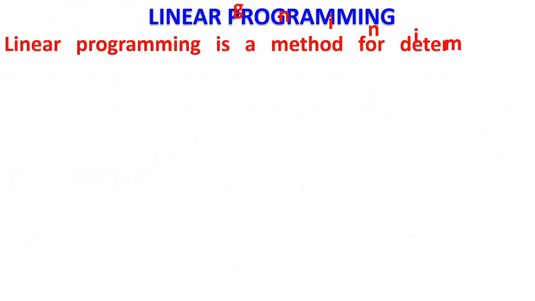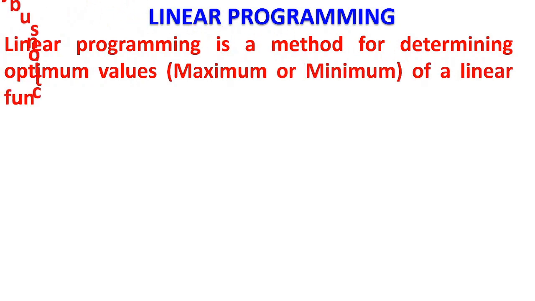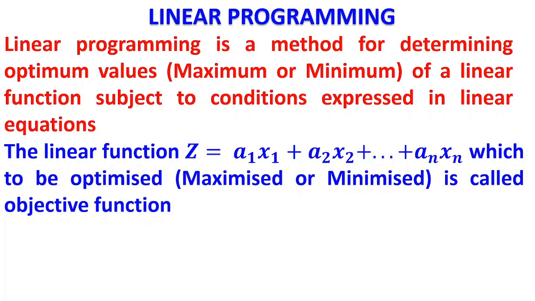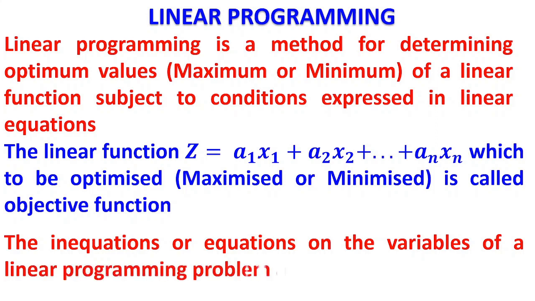Let us see what we mean by linear programming. Linear programming is a method for determining optimum values, maximum or minimum, of a linear function subject to conditions expressed in linear equations. The linear equation Z = a1x1 + a2x2 + ... + anxn, which is to be optimized, either maximized or minimized, is called the objective function, because this is our objective. The inequations or equations on the variables of a linear programming problem are called constraints.